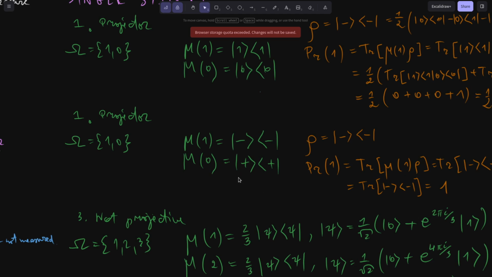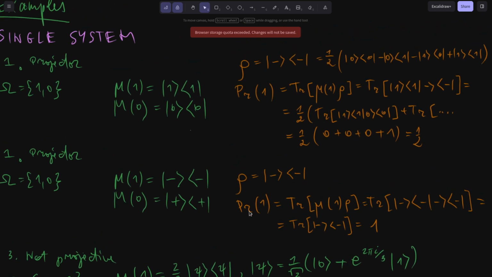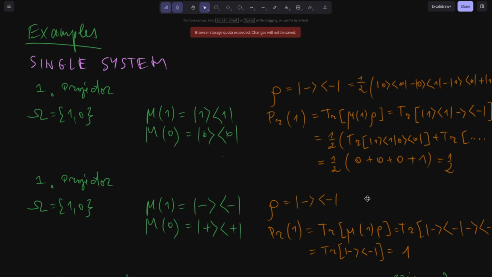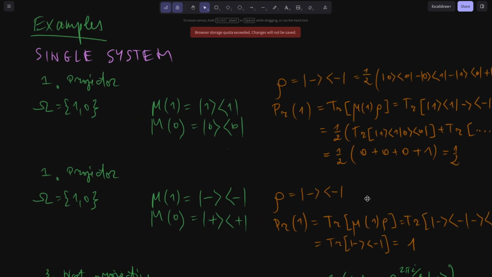And this way we can have, for example, the same state, the minus state. And we again can measure and calculate the probability of 1. But this time it's going to be 1. The probability is 1. So if we're measuring on this basis, minus and plus, we're always going to get 1. If we're measuring on 1 and 0, we're going to have probability 1/2 of measuring one or another. So yeah, this way we can actually measure on different bases.